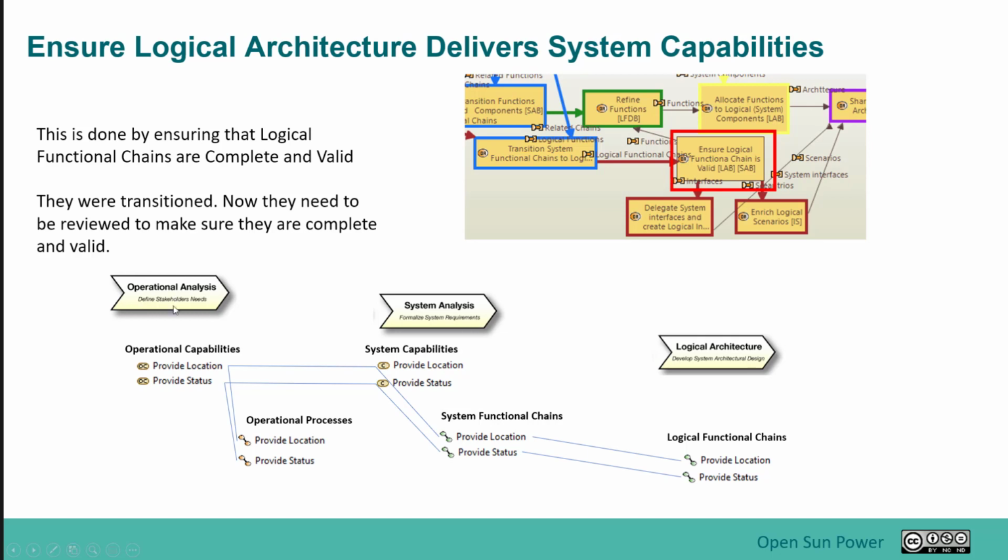What we're doing is taking the operational capabilities that were originally defined, and when we went through the system analysis, we created capabilities for the system of provide location and provide status. Then we made sure there were functional chains for each one of those, and they were very simple at that point. But now we've created the system, the logical functions, and mapped them to components. We need to make sure that we have the same functions delivered through functional chains in the logical architecture. So I'm going to open up the model, and we're going to go through this process.